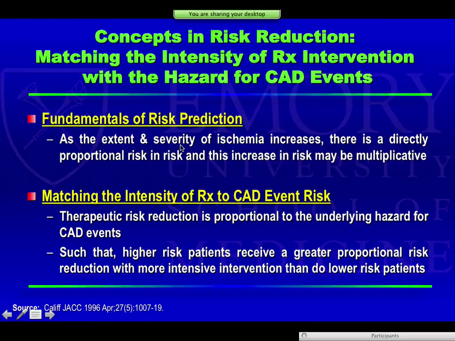And the risk may be multiplicative. It's not additive. So if you go to mild, moderate, it's not necessarily 1 + 1 + 1. It can be quite accelerating, as I'll also show you on a slide in the next few slides.